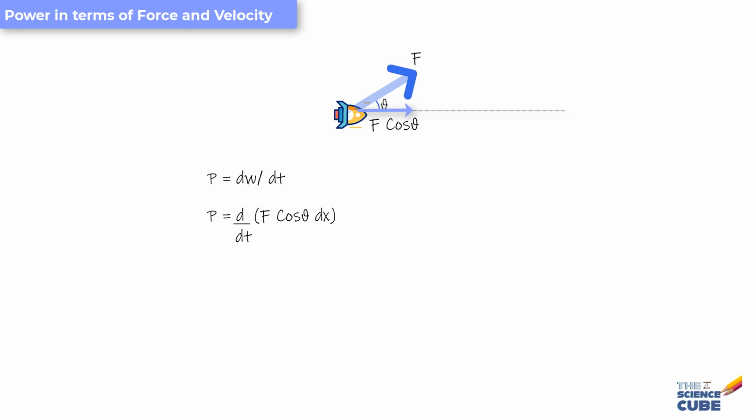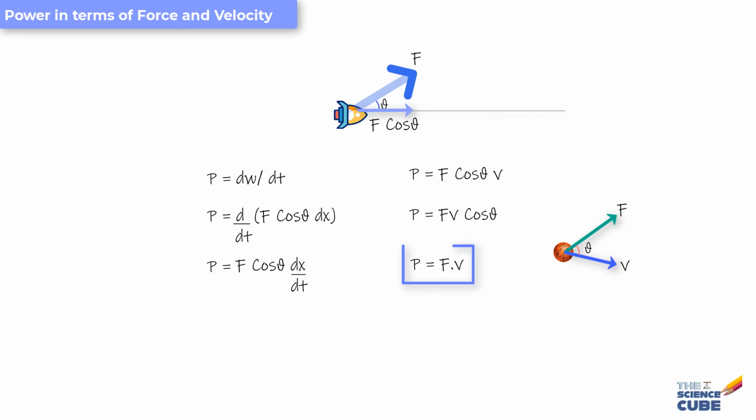So this can then be written as P is equal to F cos theta dx upon dt, or P is equal to F cos theta into V, that is velocity, which if we rearrange like this is nothing but the dot product of F and V, or P is equal to F dot V.